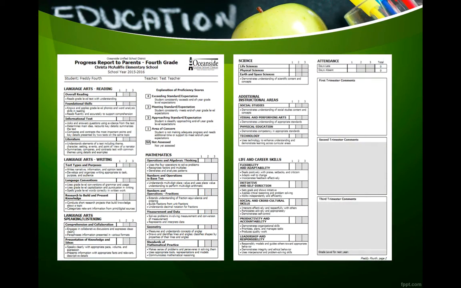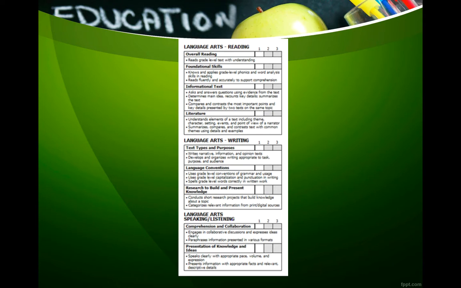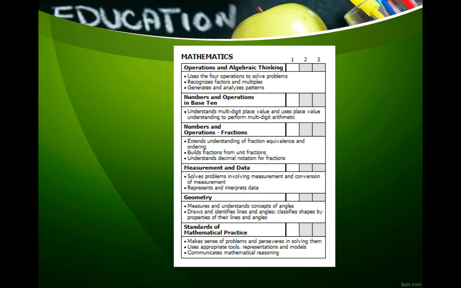Now, let's take a look at the language arts and mathematics portions of the 4th grade progress report. You will notice that in the area of language arts, there are 3 sections, one for reading, one for writing, and one for speaking and listening. Each section contains specific categories, and within each category are key standards that a student is expected to master by the end of the year. The same is true for mathematics. There are 6 different categories representing the mathematical strands that will be assessed during the year. Again, there are specific end-of-year standards listed in each section.